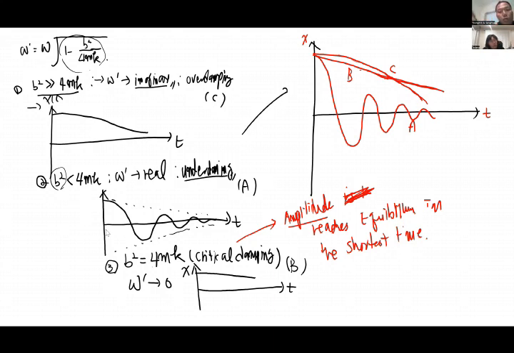And then we're going to move on to the forced harmonic oscillation with the external force. Before we move to the next one, do you have any questions regarding the damped harmonic oscillator?